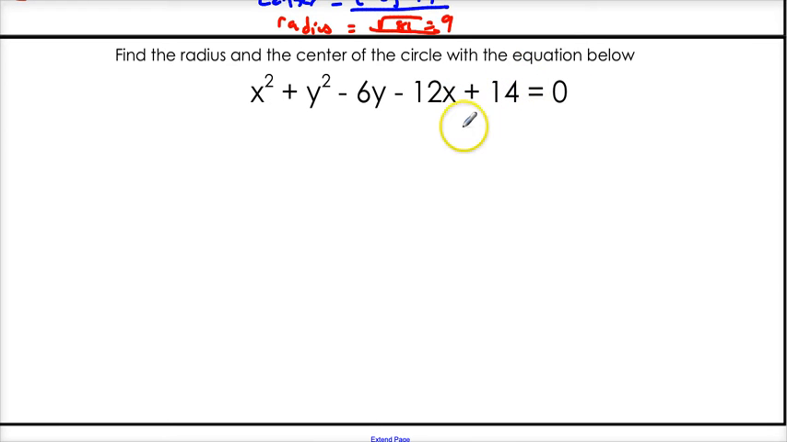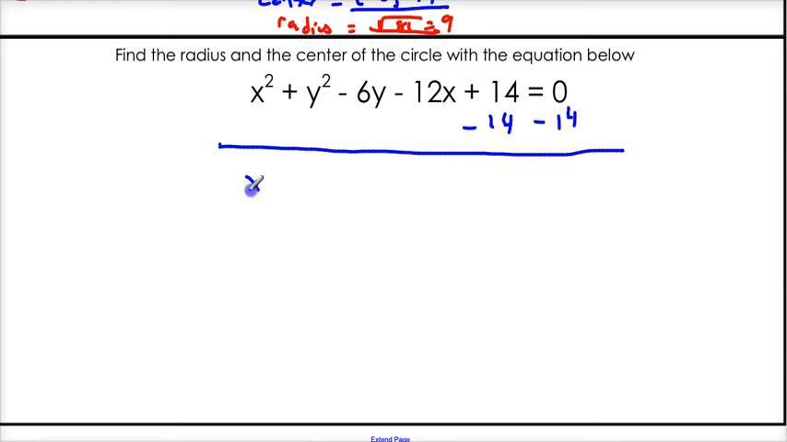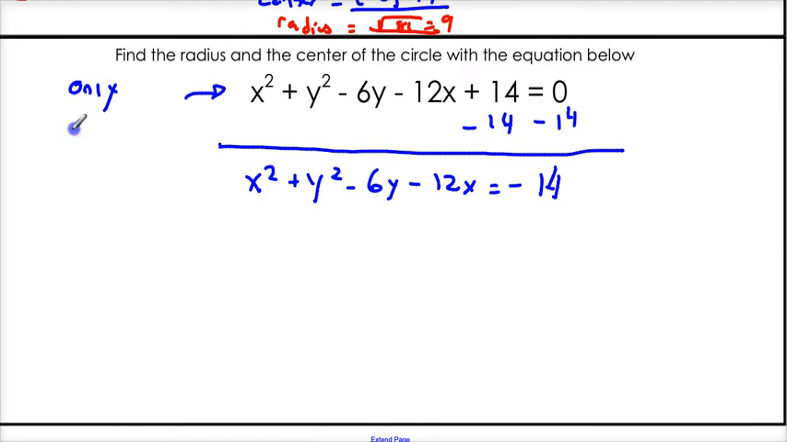So we're going to move this over. You do that by subtracting it. You can't just move it. We're going to subtract 14 first. Okay? So now, after we've done that, we get x squared plus y squared minus 6y minus 12x equals negative 14. All right, x's and y's on one side. Numbers on the other side. Now we can get started on what we know.